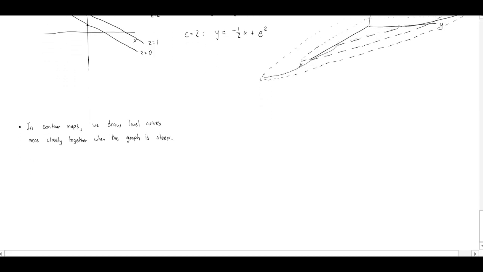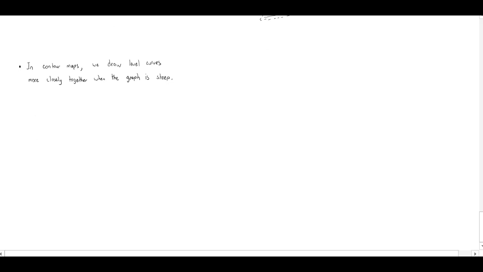So as an example, if I draw 2 examples of contour maps right now. Let's say that you're given one contour map which looks like this. And then let's say I'm given another contour map which is very similar, but it's going to look like this.